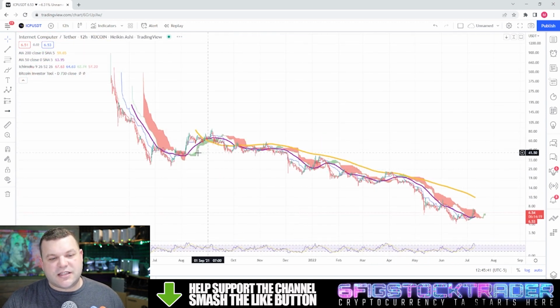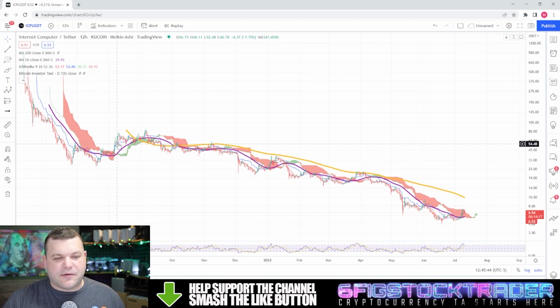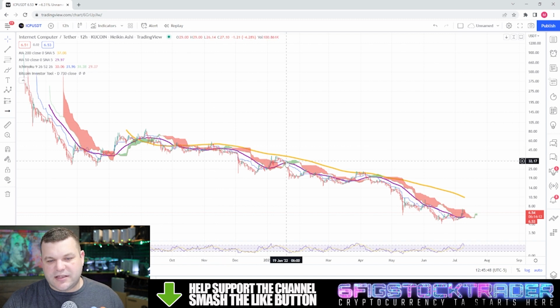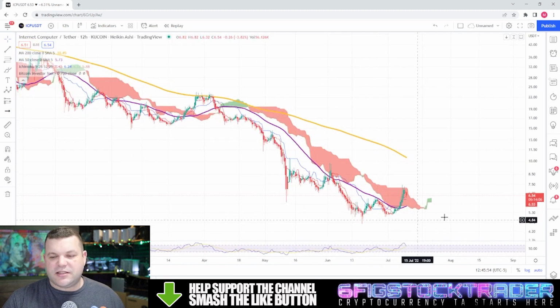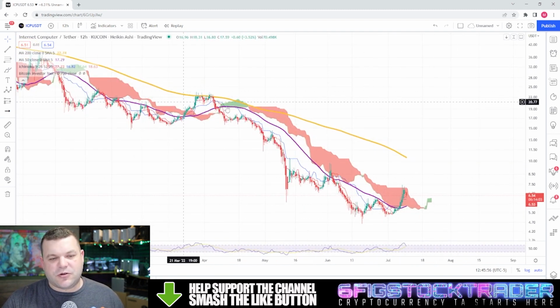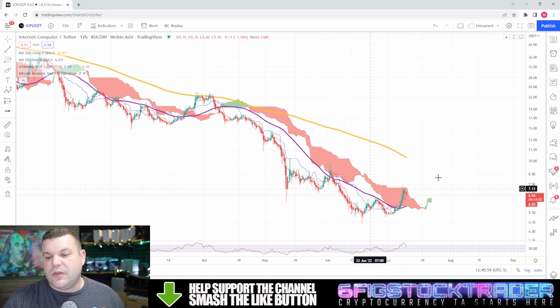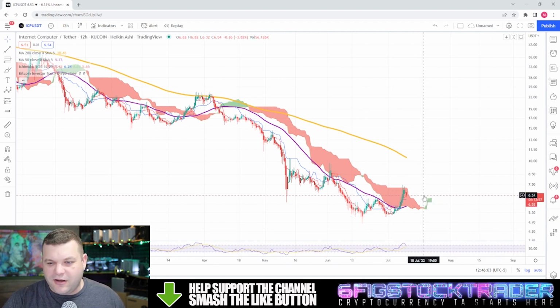And really, this thing has only been on top of the Ichimoku cloud, looks like once, twice, three times, four times in its entire history on the 12-hour chart. This thing's only been on top of the Ichimoku cloud like four times. So this will be number five.